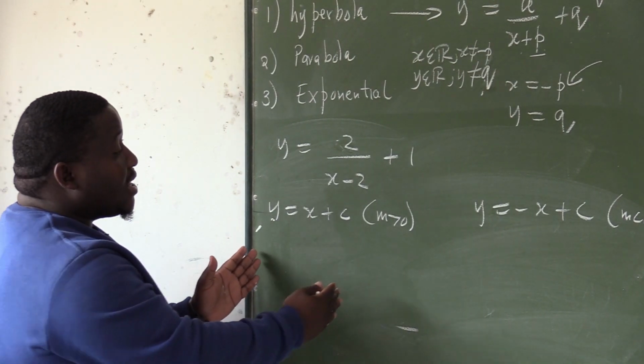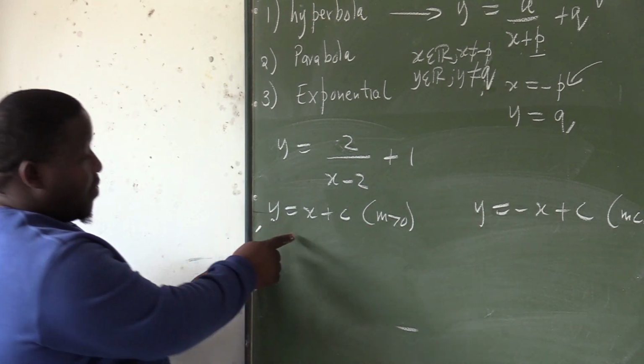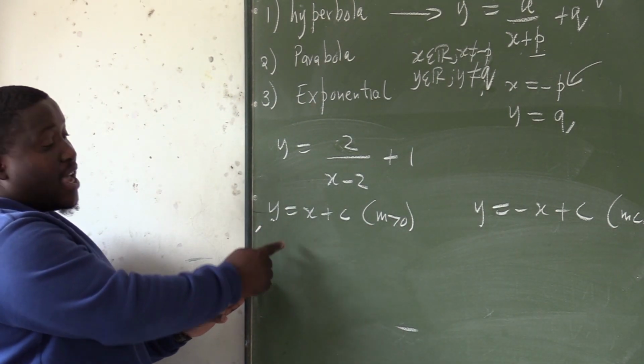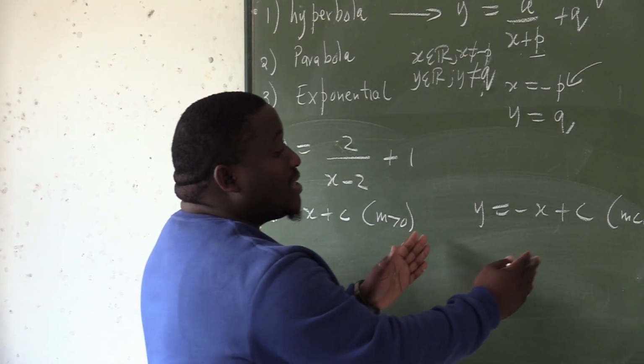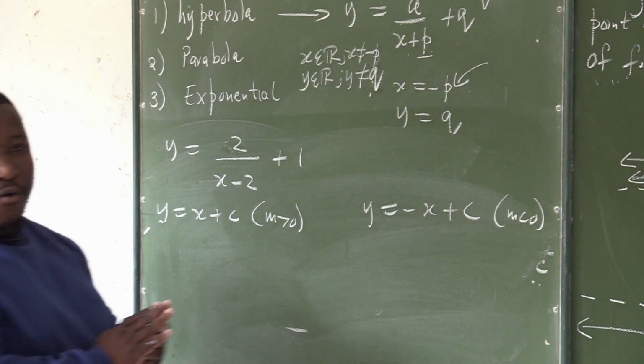So if they say they want the one that has a positive gradient, it would mean this is the one we are looking for. If they say they want the one that has a negative gradient, it means this is the one that they are looking for.